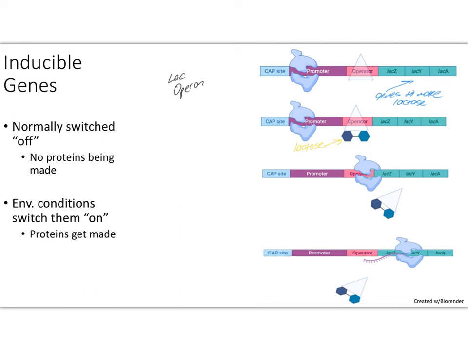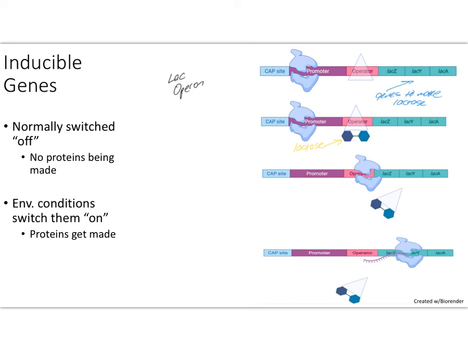Now, lactose is not necessarily a common sugar to find in the environment. It is not found in most environments where many bacteria are. However, if a bacterium happens to be placed into an environment where lactose is available, then lactose can be a very good source of energy to make ATP.